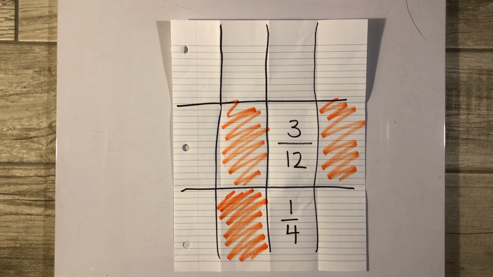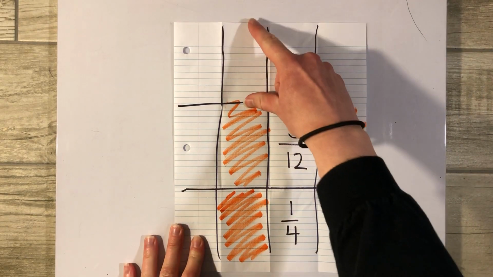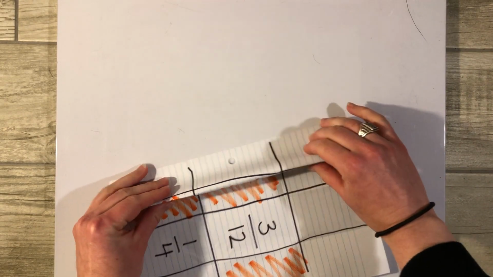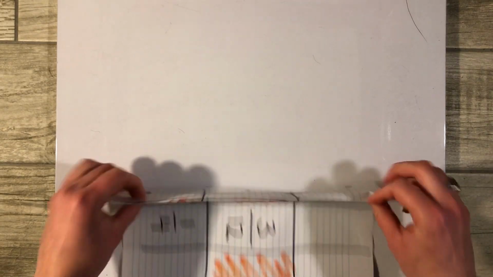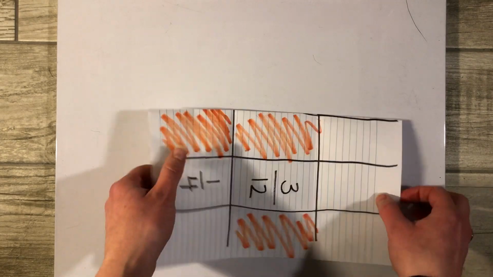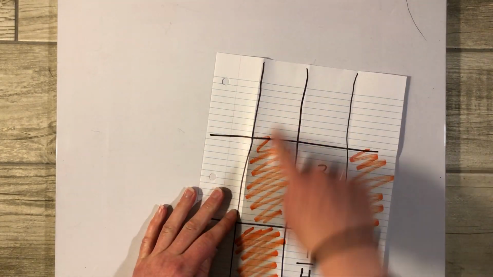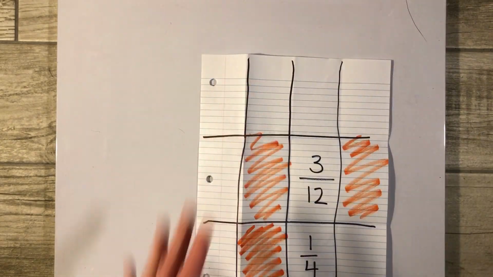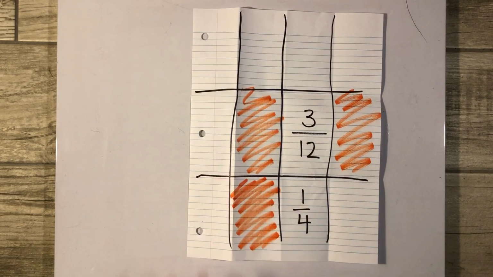It's 1/4 because if I take this piece and moved it to here, I would have 1, 2, 3, 4 columns. See? 1, 2, 3, 4. And one column would be entirely filled in. So I could represent my fraction like this, 3/12, or simplified, or an equivalent fraction of 1/4.